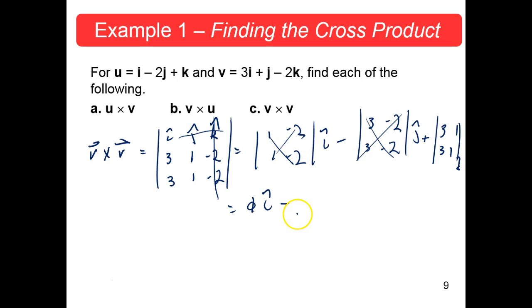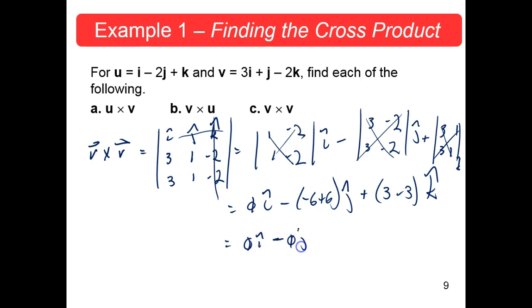Up diagonal, sir? They're the opposite of what it was. It was a -6, which is +6. It'd be -6 plus 6j, right? Okay, plus 3 minus 3k. So that's 0i minus 0j. Who cares what sign 0 has? Plus 0k. Guess what? It's a 0 vector. There is no component to it.